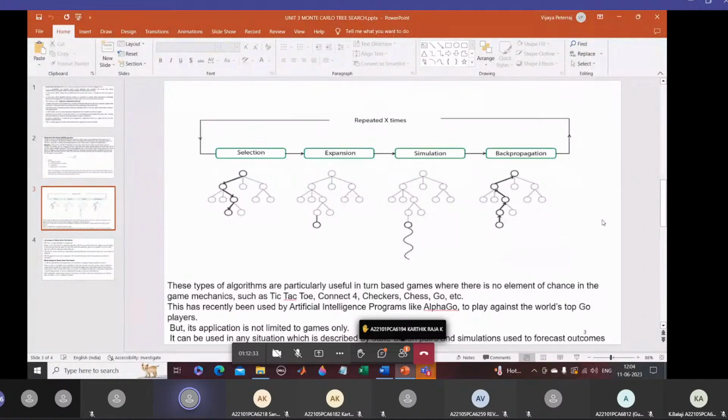Turn-based games, each one will be playing intelligently. When there is no element of chance in the game mechanism, like tic-tac-toe or checkers, and all that, there is a termination. So this is the model recently being used in your AI programs.